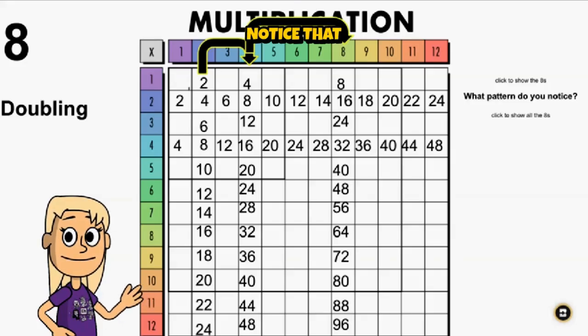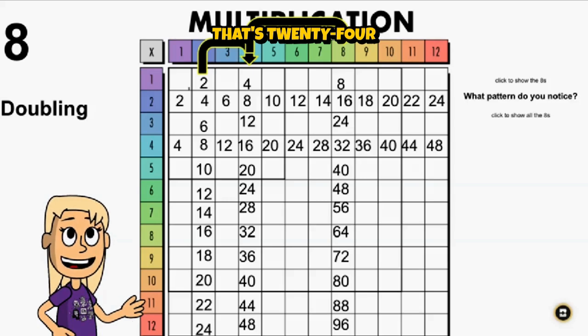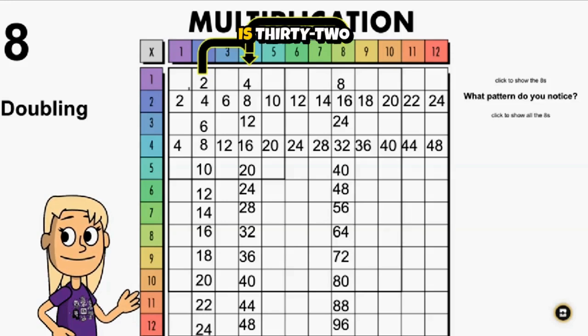Notice that I doubled my 4, that's 8. I doubled the 8, that's 16. I doubled the 12, that's 24. 16 doubled is 32, and so on and so on.